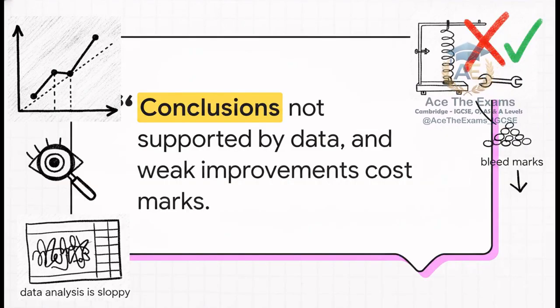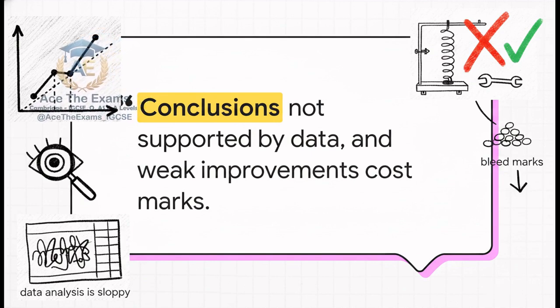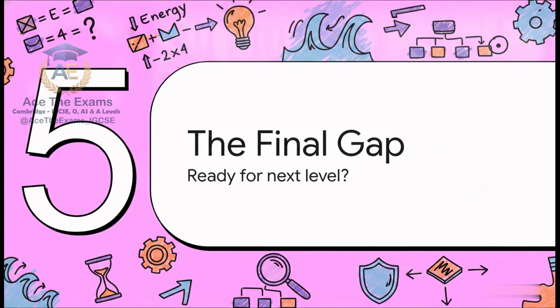Check out this direct quote from actual examiner feedback. Conclusions were often not supported by data, and weak practical improvements cost crucial marks. This completely reinforces the stakes we've been talking about. If you ignore graph gradients, if your data analysis is sloppy, or if you just guess at improvements without tying them to the specific experimental apparatus and variables they gave you on the source page, you are going to bleed marks. Section 5, the final gap.